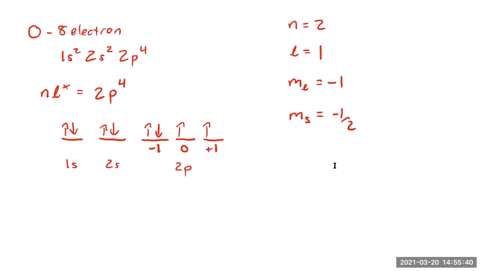So the quantum numbers for oxygen are 2, 1, -1, and -1/2. Since that's the location where I put the last electron into oxygen. And then finally, if we want to take a step further, is this paramagnetic or diamagnetic? Since I have 2 unpaired electrons, it's paramagnetic.